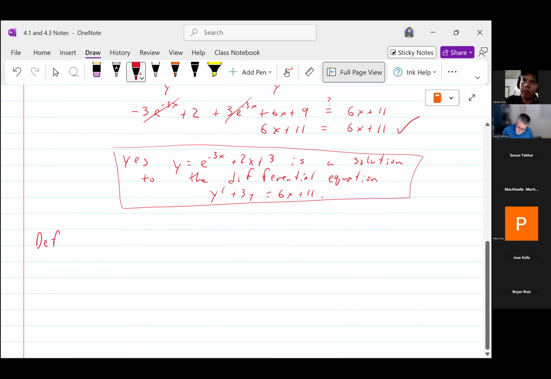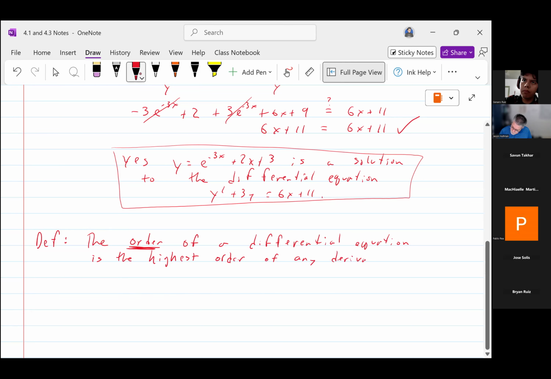Okay, let's look at a definition. Okay, the order of a differential equation is the highest order of any derivative of the unknown function that appears in the equation.